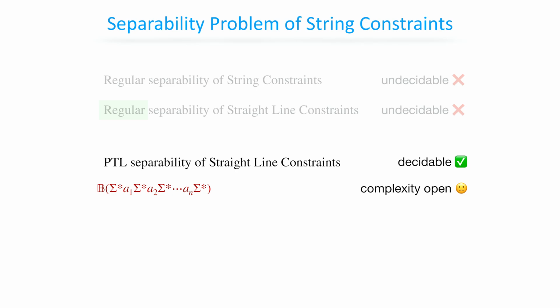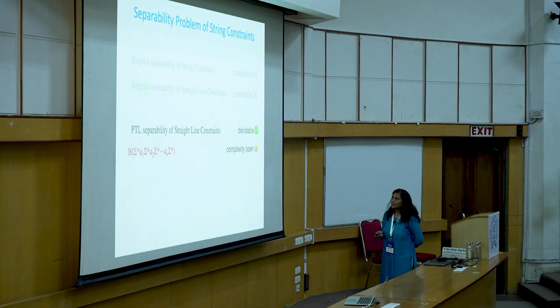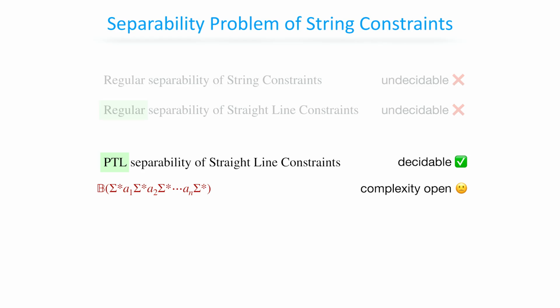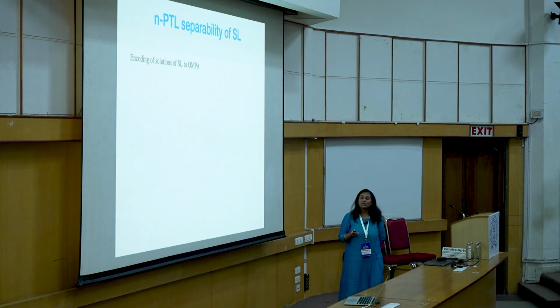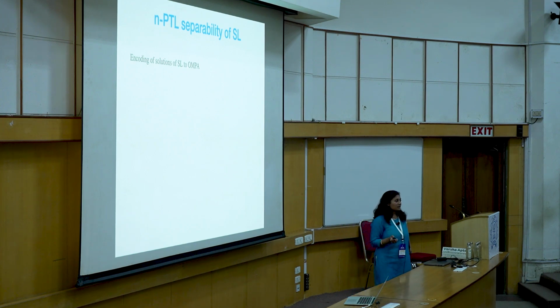And we have shown that the separability is decidable for this class, but at some part it uses an algebraic proof. So because of that, we could not extract the complexity here. So I'll show one part of this proof, which is basically encoding of solutions of straight line fragment to ordered multi-push down automata. So don't get afraid of these names. So first let's see what it is.